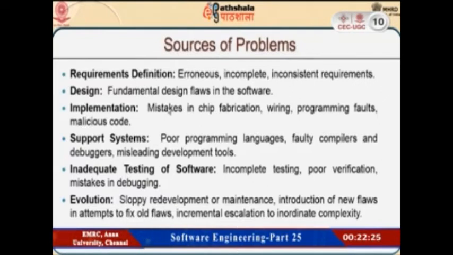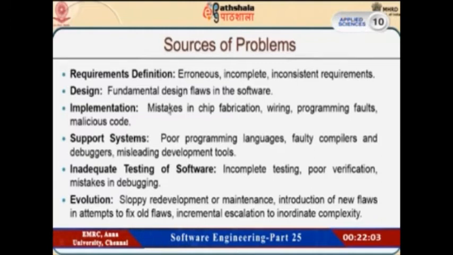And it is not with the requirements phase alone, it can even be extended to the design also, where we find fundamental design flaws in the software. At the time of sketching or designing, we come across very fundamental issues related to the software. We will discuss what these fundamental issues are. Even it could be carried till your implementation phase.